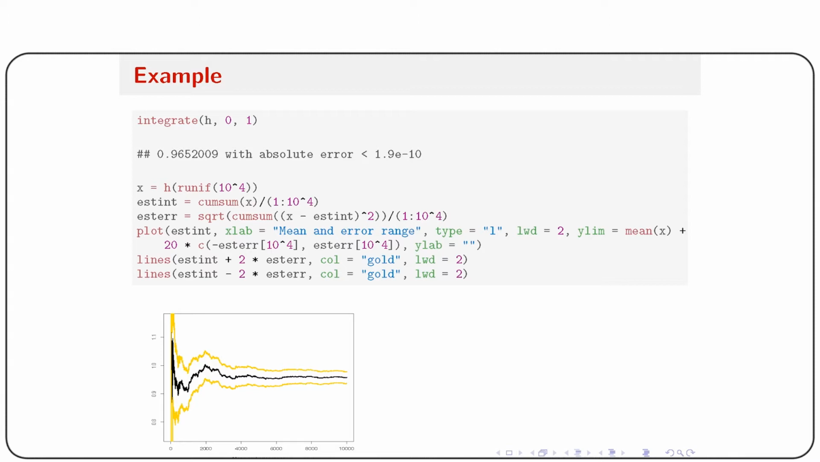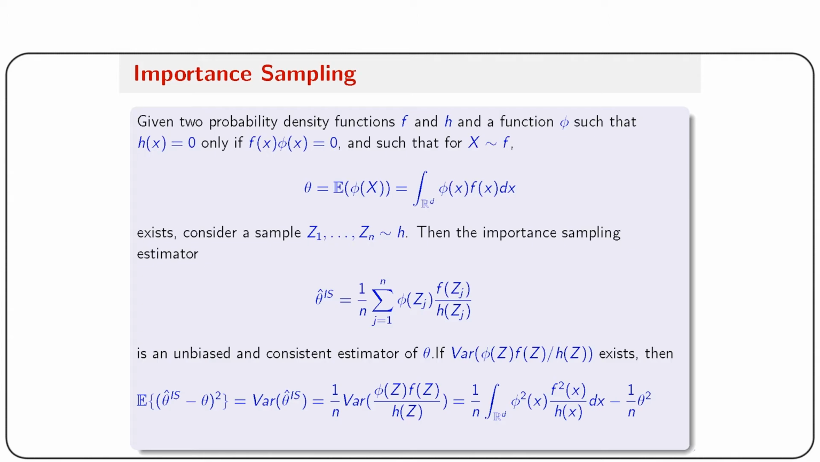Now we'll see how to use importance sampling in R. Before that, let's get some basic idea about importance sampling, recalling the concept of importance sampling in the MCMC context. Given two probability density functions f and h and a function phi such that h(x) equals 0 only if f(x) times phi(x) equals 0, and such that X follows f, then theta equals the expectation of phi(X), which is the integral over R to the power d of phi(x) f(x) dx, exists. Consider a sample z1 to zn from h.